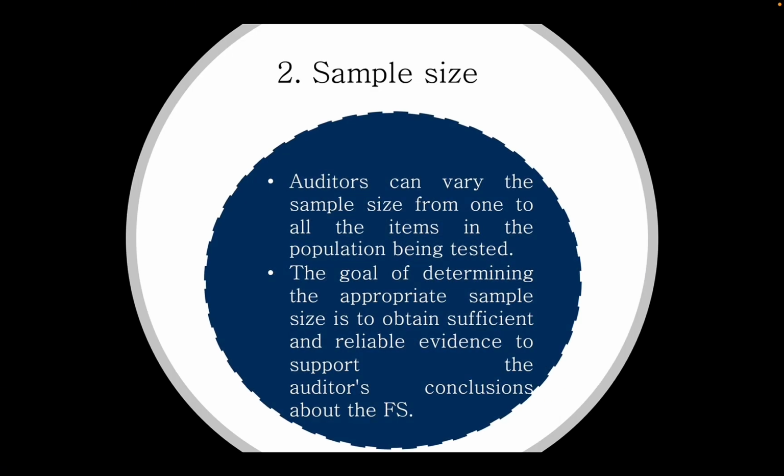Second, sample size. After the audit procedure is selected, the auditor must decide what sample size to select. Auditors can vary the sample size from 1 to all the items in the population being tested. This helps ensure that the sample is representative of the entire population and provides a reasonable basis for drawing conclusions about the financial statements. The goal of determining the appropriate sample size is to obtain sufficient and reliable evidence to support the auditor's conclusions about the financial statements.